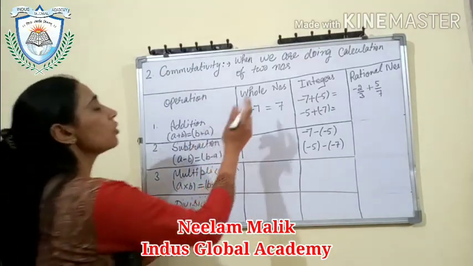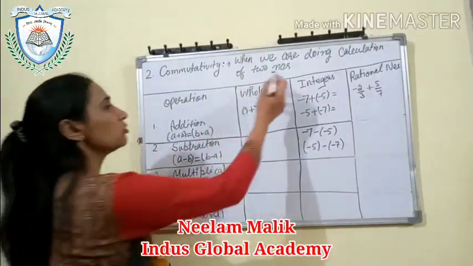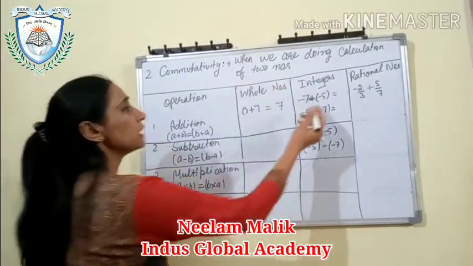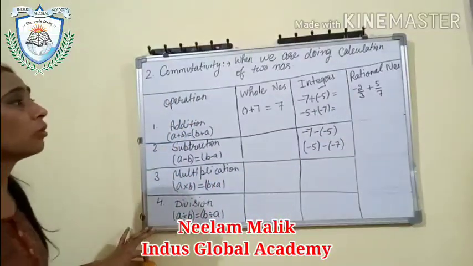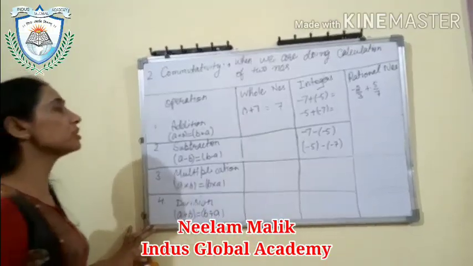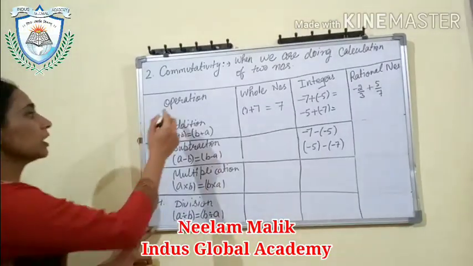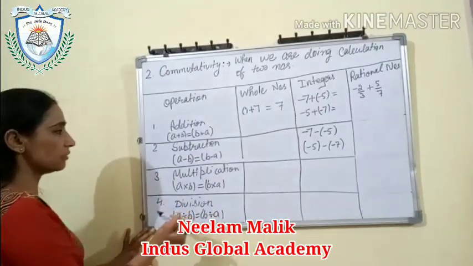In the commutative law, when we are doing any calculation on two numbers, which can be whole numbers, integers and rational numbers, we use this commutative law and commutativity property. There are different operations like addition, subtraction, multiplication and division.